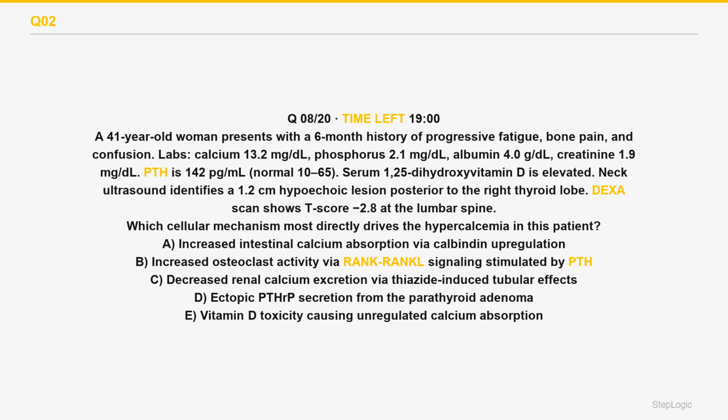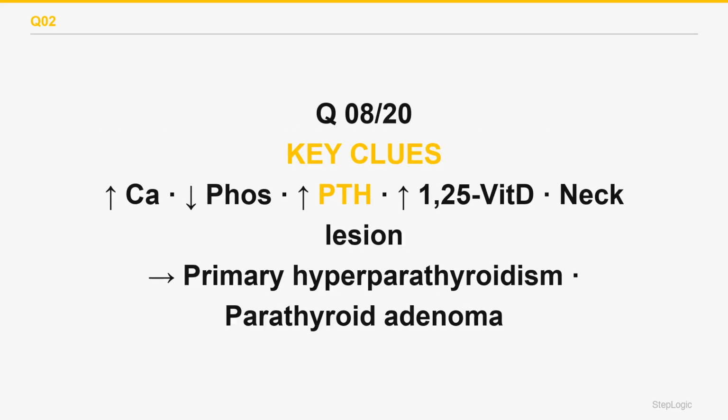Read the question stem. Which cellular mechanism drives hypercalcemia? Elevated PTH, hypercalcemia, hypophosphatemia, elevated 1,25 vitamin D, hypoechoic neck lesion: primary hyperparathyroidism from parathyroid adenoma. PTH elevates serum calcium through three mechanisms: bone resorption via RANKL, increased renal calcium reabsorption in the distal tubule, and stimulation of 1-alpha hydroxylase in the kidney to convert 25-OH D to 1,25-OH D, calcitriol, which increases intestinal absorption. The most direct mechanism in the bones is RANKL.